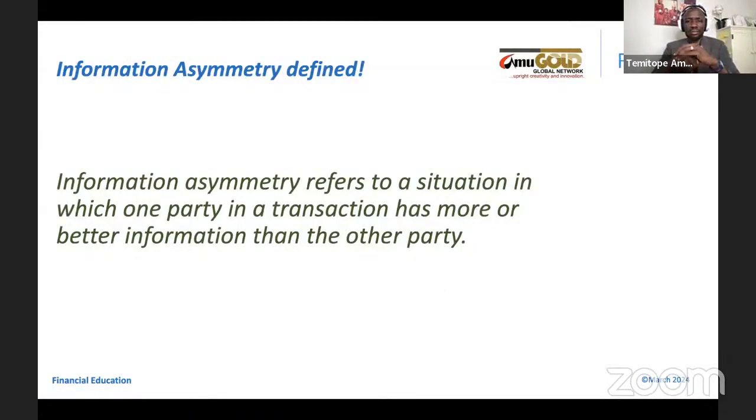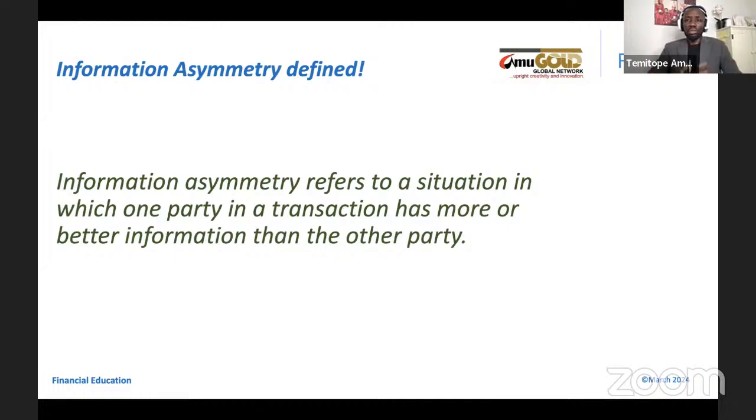From what I have here, information asymmetry refers to a situation in which one party in a transaction or a situation has more or better information than the other person. Mostly it is used in business transactions where some people use information asymmetry to have a higher negotiating power over the other, but it can be applied to anything in our life. So information asymmetry is a situation where one person has more information than the other person, and for that reason, the person with lesser information may be at a disadvantage.